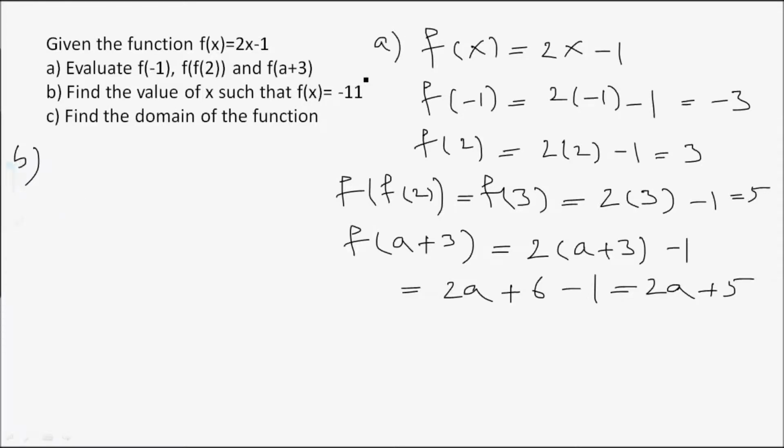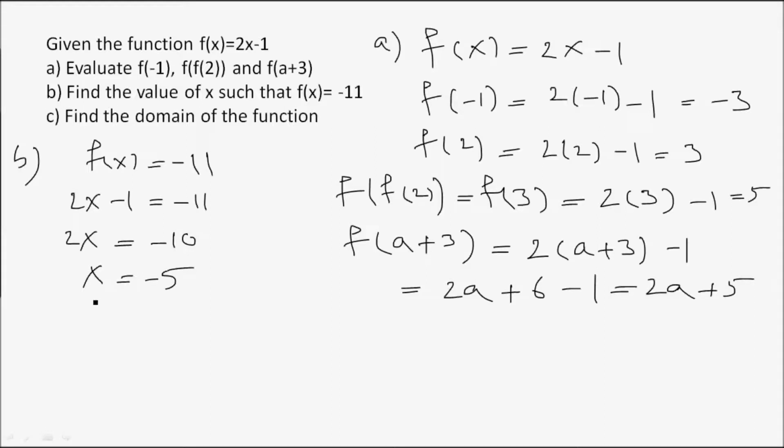For part B, you're not given the input, you're given the output. You know that f of x is -11. So what is x that causes f of x to be -11? f of x is negative 11, it means that 2x minus 1 is negative 11. We just need to solve this equation. That means 2x is negative 10. That means x is negative 5. So it's the value negative 5 as input that creates negative 11 as output.